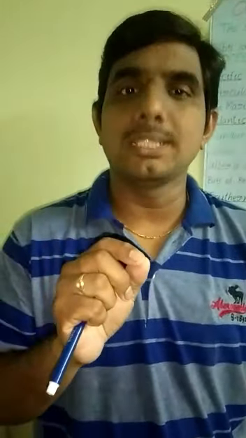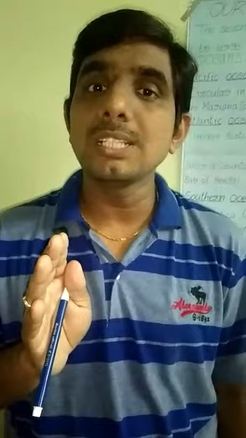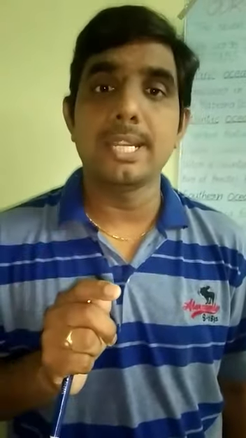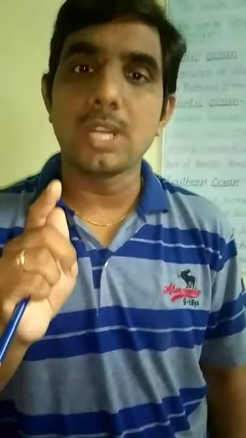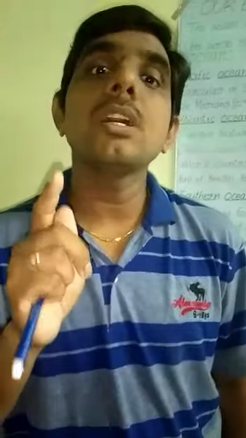So first of all, what are oceans? You should know the definition of oceans. The 7 continents of the world are separated by large stretches of water, that is called oceans. What are called oceans? The 7 continents of the world are separated by large stretches of water called oceans.